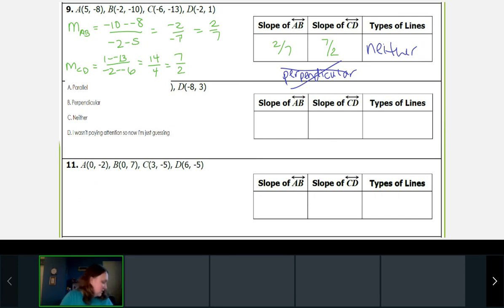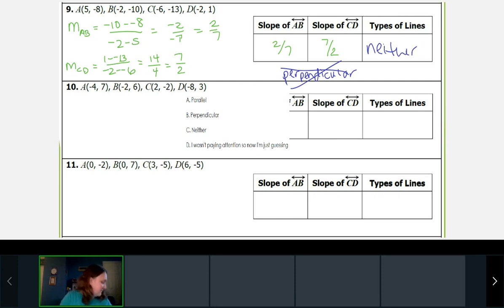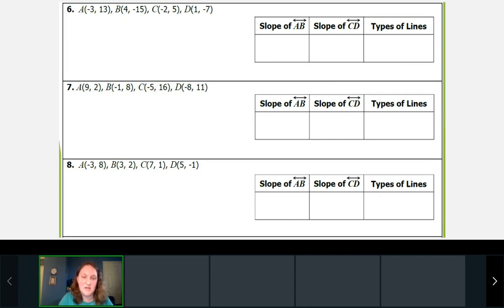All right, I know I'm kind of bouncing around. I just want to make sure we cover everything. Let's look at number 8. So we're going to go back a page and we're going to look at number 8. Here's A, B, C, and D. Let's calculate the slopes of line AB and line CD. So go ahead and do that now, and then we're going to talk about what that means.